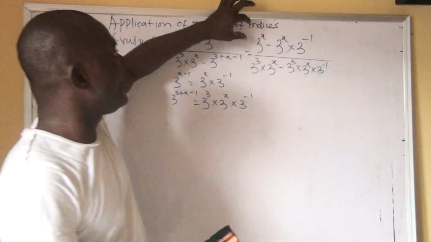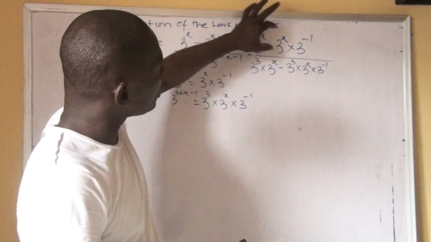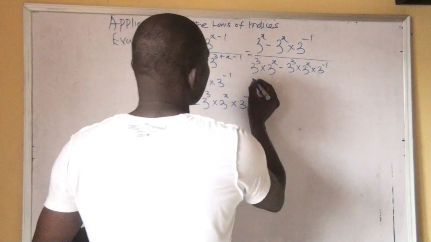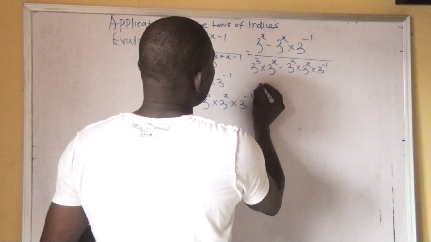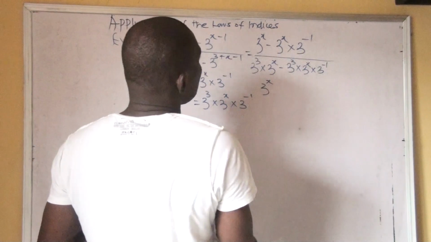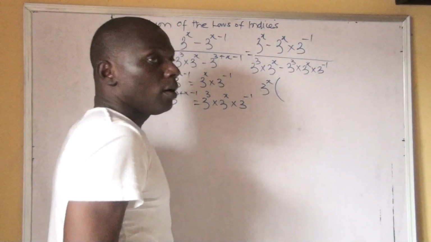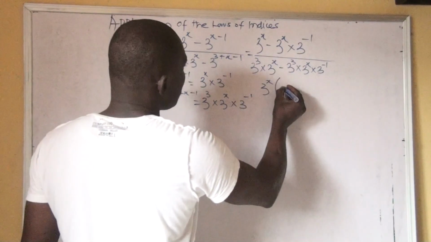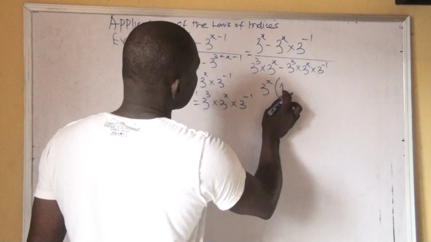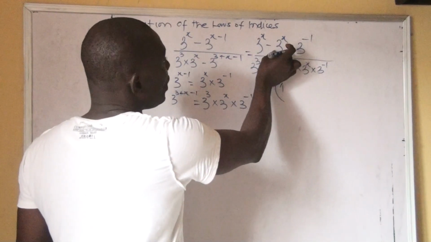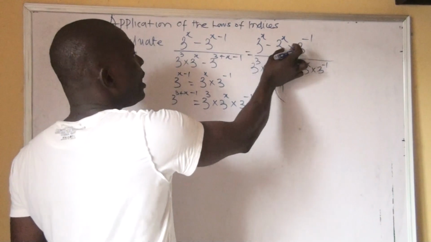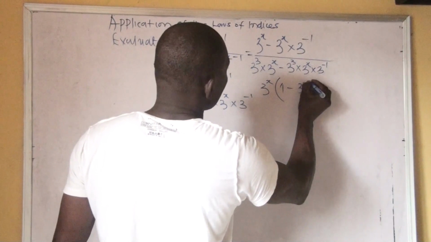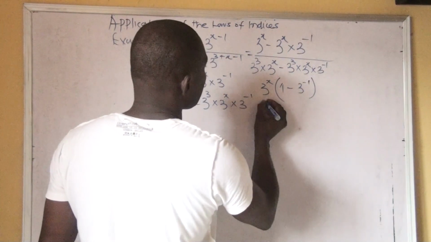Having done that, we do some factorization. If you look at the numerator, 3 raised to power x is common, so we bring it out. We open a bracket. In place of this term, we are left with 1, because 3 raised to power x multiplied by 1 gives us this. If I remove 3 raised to power x from the second term, what will be left is 3 raised to power minus 1. So we have minus 3 raised to power minus 1. That's what will be left.